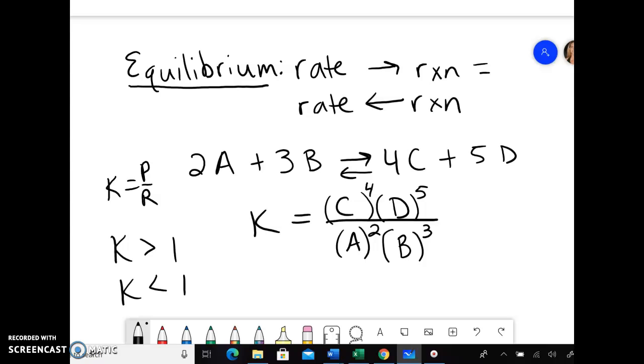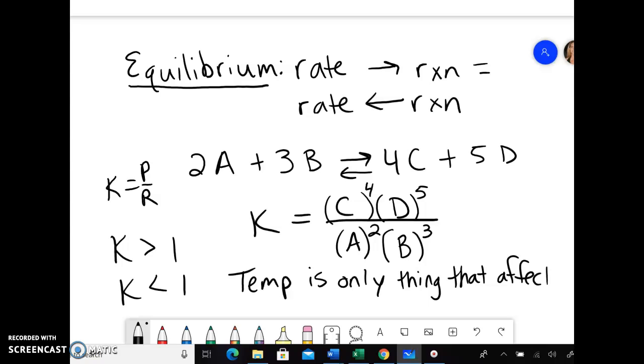And one more thing about K, if you can go ahead and understand that temperature is the only thing that affects K. It's hard to write and talk at the same time. Temperature is the only thing that affects K. And we'll do that more when we do Le Chatelier's principle. And actually, yeah, we're going to save Le Chatelier's principle for another time. We'll do that in a different video.